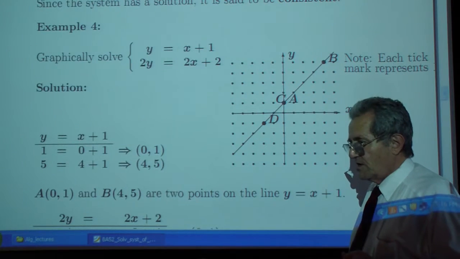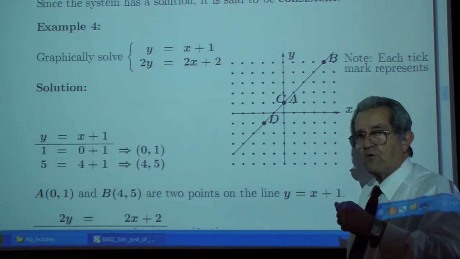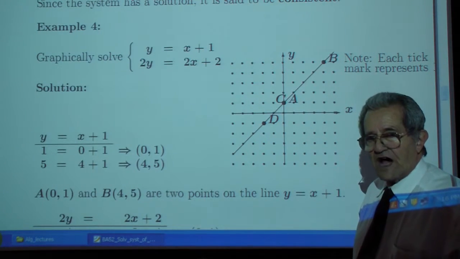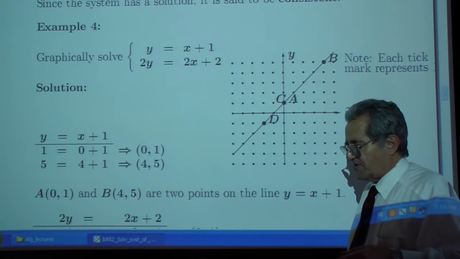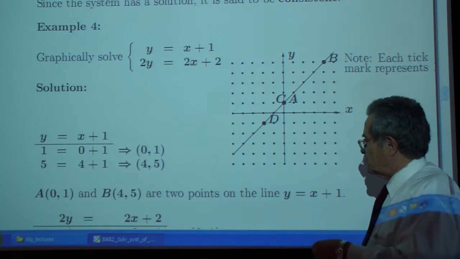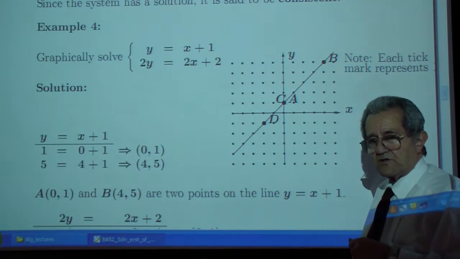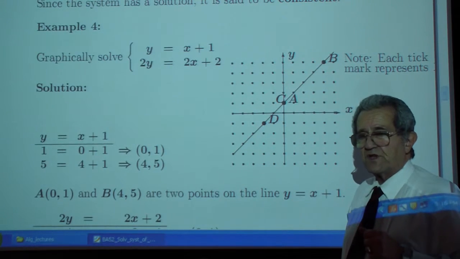Infinitely many. Pick your birthday, plug in your birthday for x, solve for y, you have a point. Plug in your father's birthday, the day, not the year, doesn't matter. And you get a point on the line. You use x as your father's birthday, you solve for y, you got a point on the line.